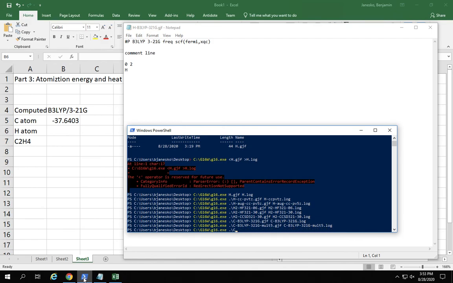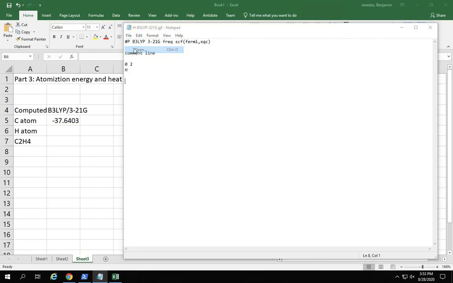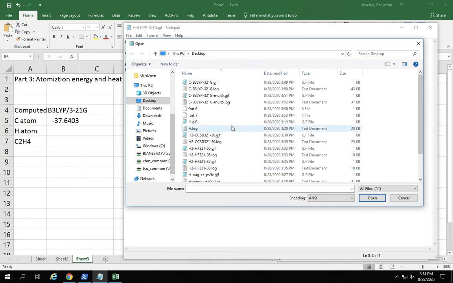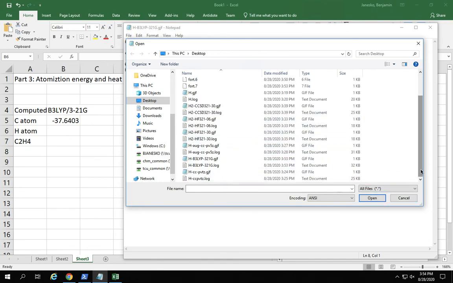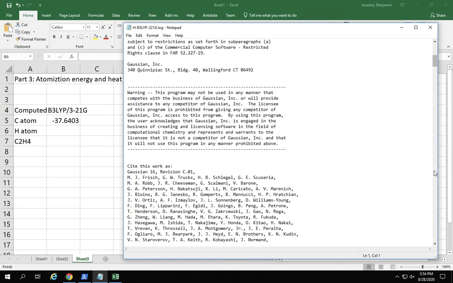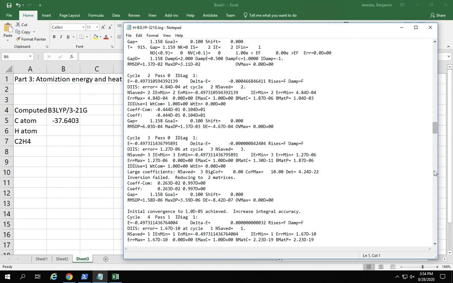Calculation here. This should run fairly quickly because it's just hydrogen atom. I want to point out something here. Okay, a couple of things. So here's my log file. If I look at this, I find a couple of interesting things that I want to illustrate for you.